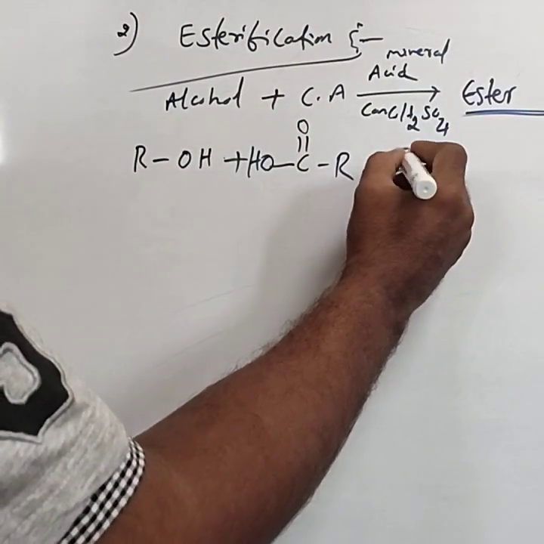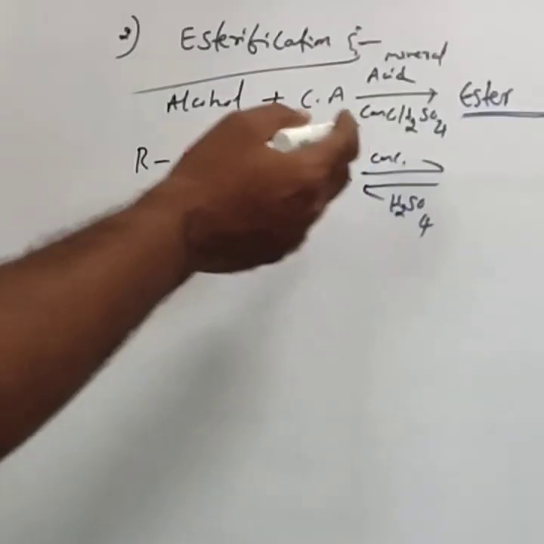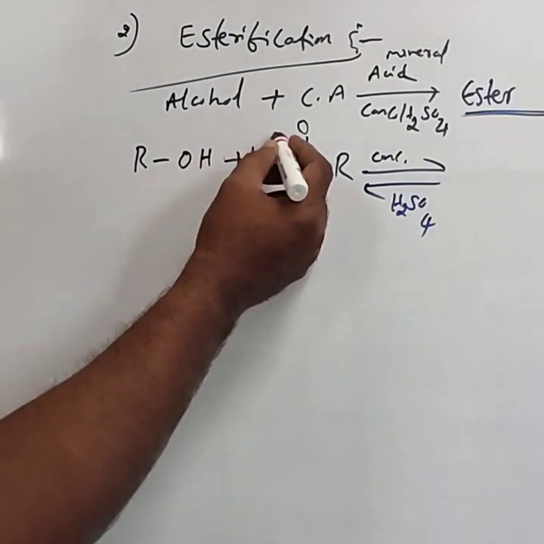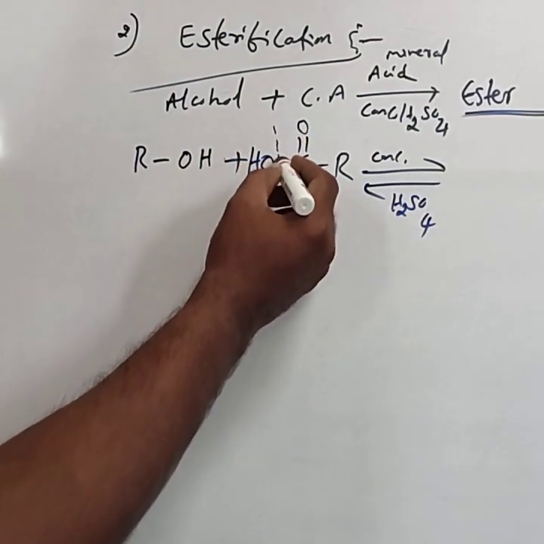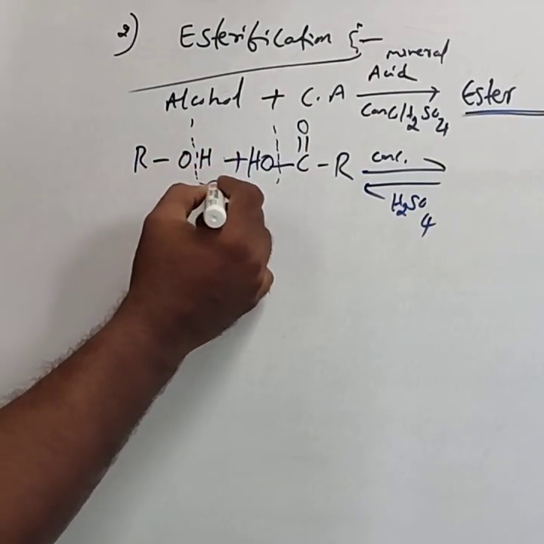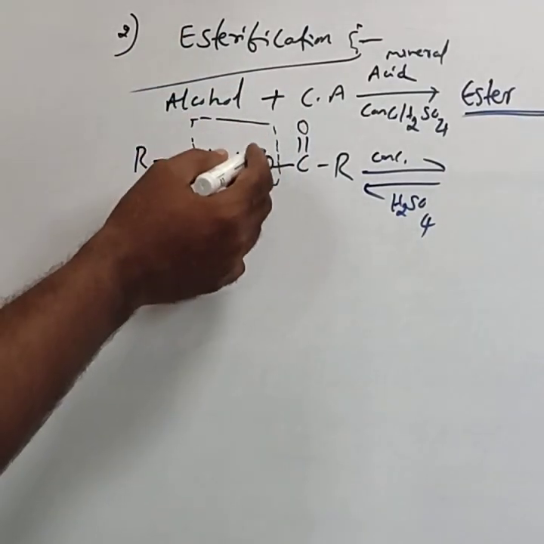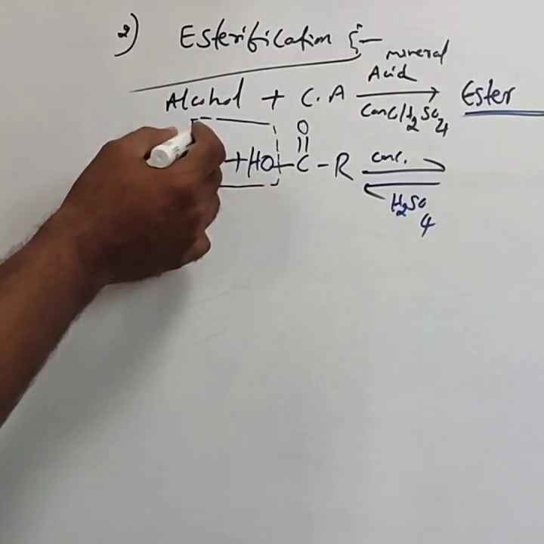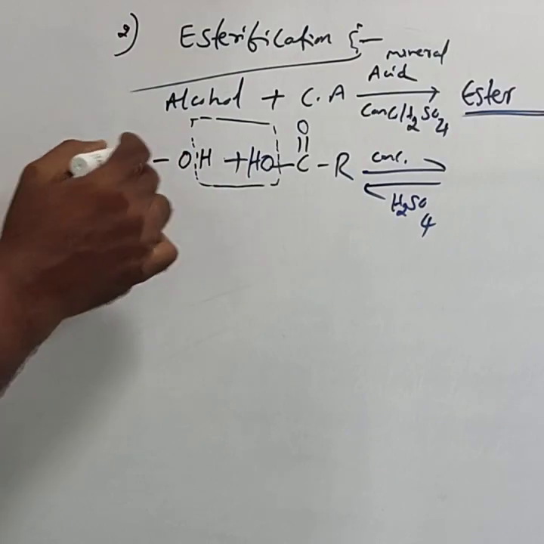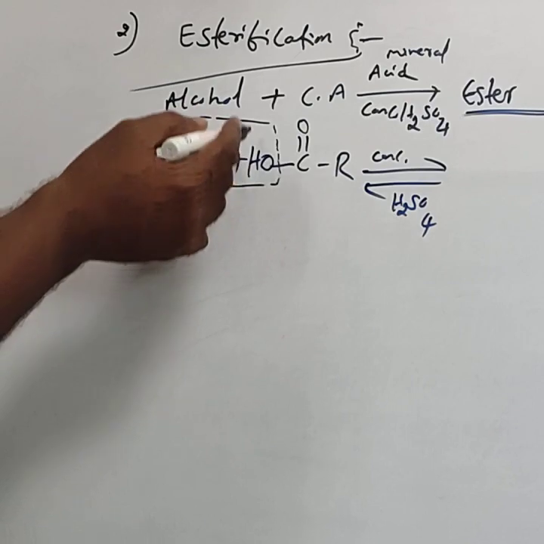In the presence of concentrated H2SO4, again this is due to cleavage of the C-OH. From the carboxylic acid, removal of the OH, and from the alcohol, hydrogen removal takes place, not the reverse. That is, only the OH group from the carboxylic acid and hydrogen from the alcohol, not the OH of the alcohol and the H of the carboxylic acid. This is very important for the competitive point.